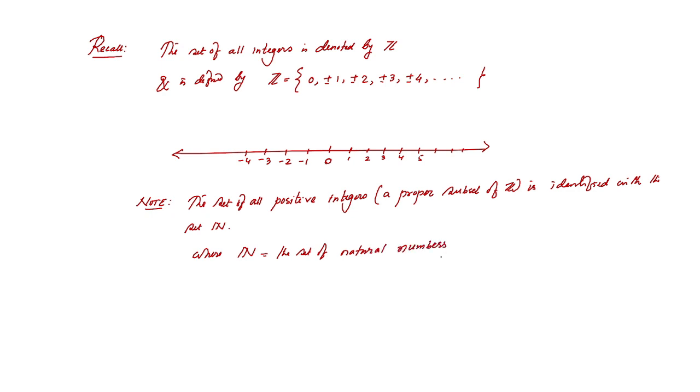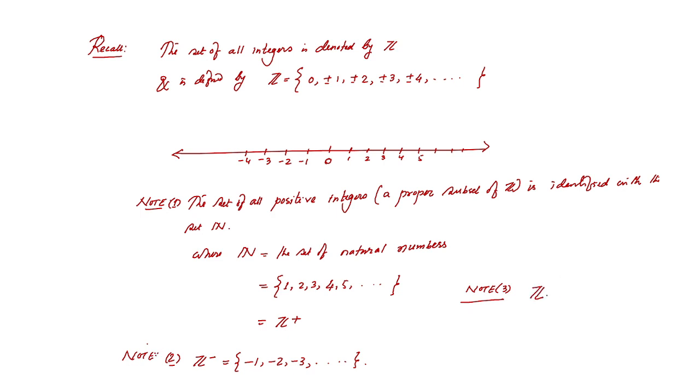Now the set of all natural numbers means the numbers which are used for counting. So 1, 2, 3, 4, 5 and so on. And this is also considered as Z plus. Also, the set of all negative integers is denoted by Z minus, and this is minus 1, minus 2, minus 3 and so on. So this is note 3, and this is note 2.